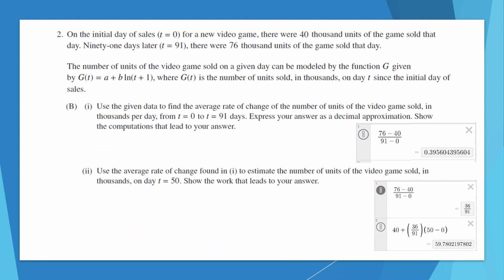All right, part BI. Use the given data to find the average rate of change, or slope, for the number of units of the video games sold in thousands per day from 0 to 91. Use a decimal approximation, show the work that leads to your answer. So here we want to take our 2 coordinates. You do not have to do the 2 points you plugged in Desmos, but if you did, you will get the same answer, so it really doesn't even matter.